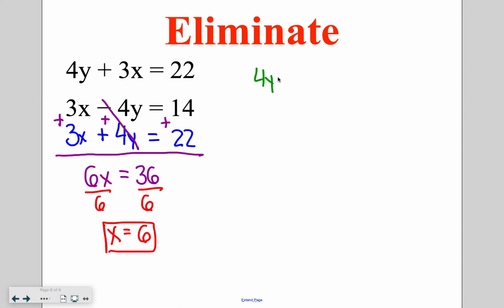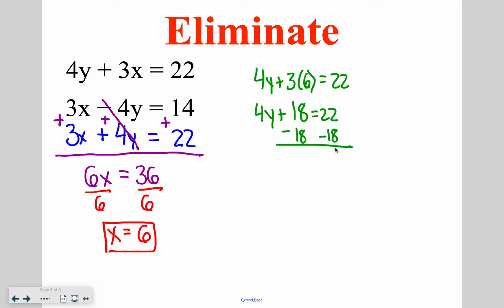So I have 4y plus 3 times 6 is equal to 22. 3 times 6 gives us 18, so I have 4y plus 18 is equal to 22. Subtracting the 18 from both sides, I find that 4y is equal to 4, and dividing by 4 on both sides gives me that y is equal to 1.